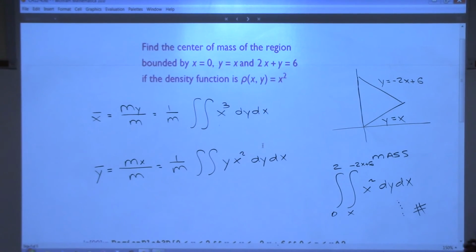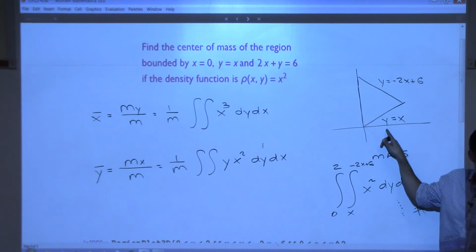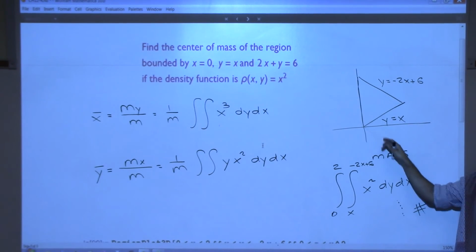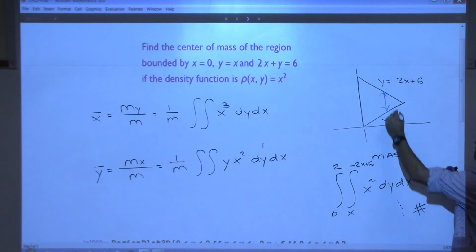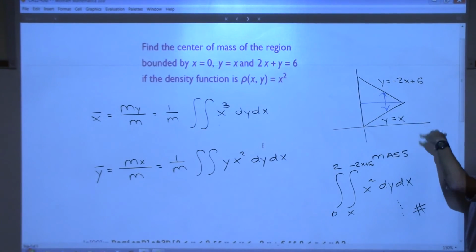Does the dy dx always stay the same? Yes, because it was a type 1. Because we chose to do it as a type 1 region, right? We decided to go this way with it. You could do type 2, but it would be terrible because you'd have to break it into two pieces.